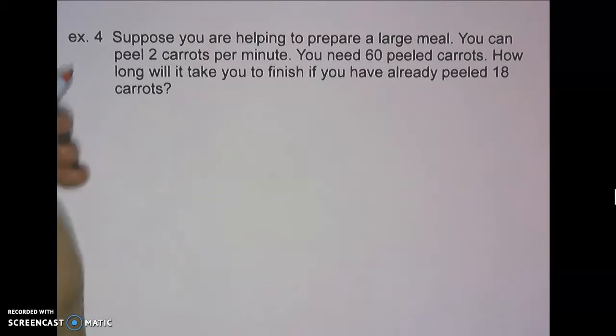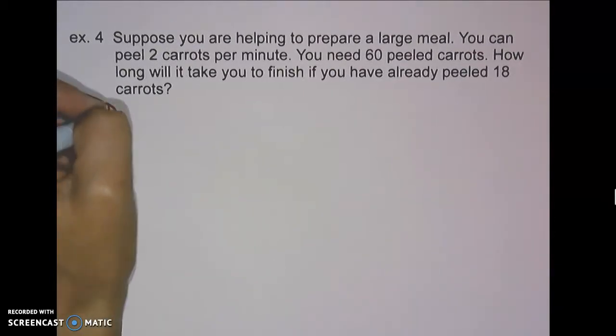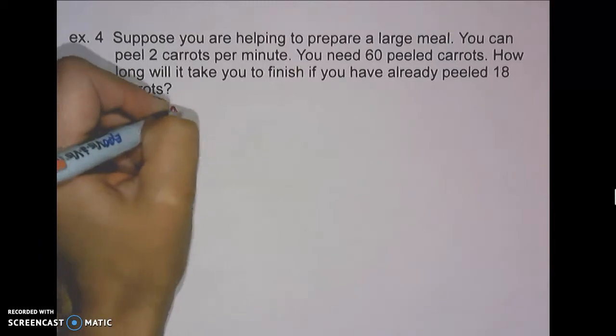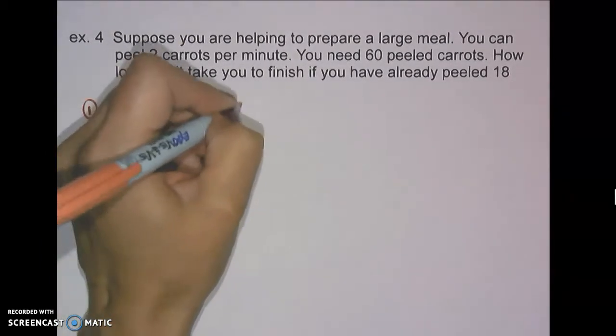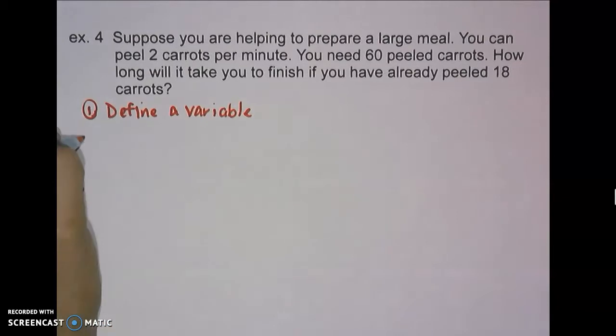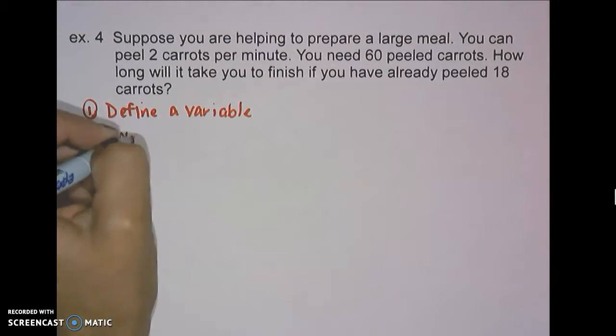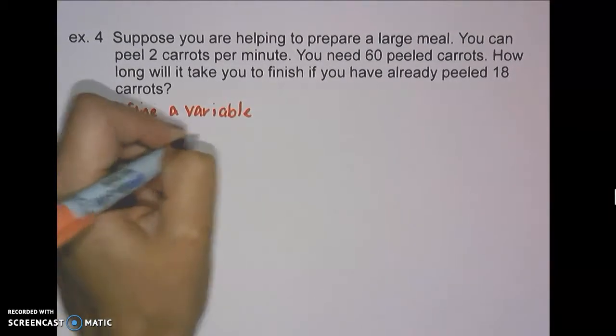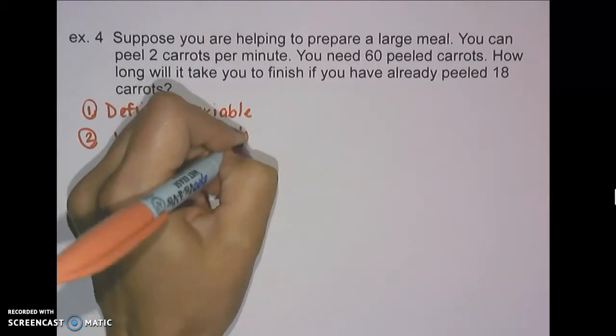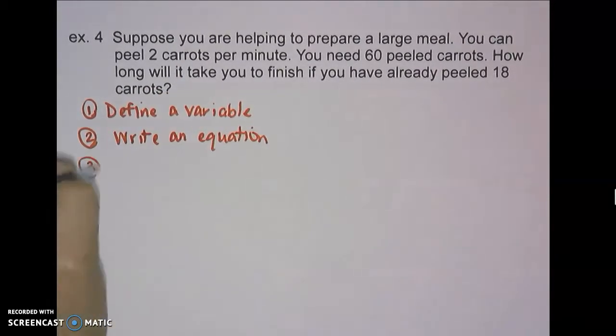Okay, so let's go through some steps here really quick. First step is going to be define a variable. Now, I don't really want the definition of a variable. I want us to be able to say x equals, or m equals, or y equals. Whatever variable you're choosing to use, typically people are going to use x, you're defining your variable. Okay? So then the second step is going to be to write an equation based on the words of the question. What the heck are we trying to solve? Okay, so write an equation.